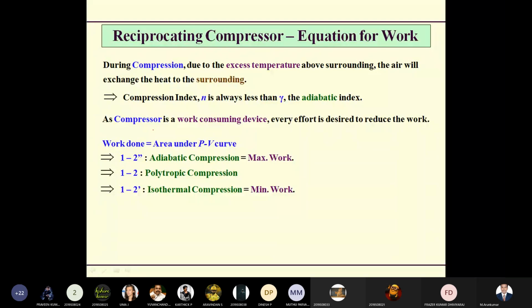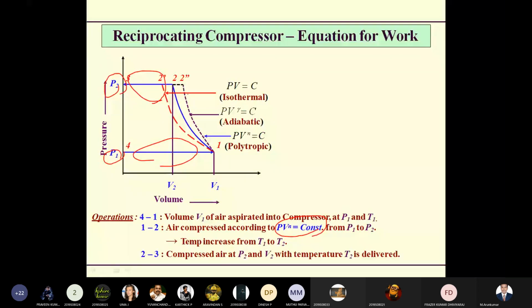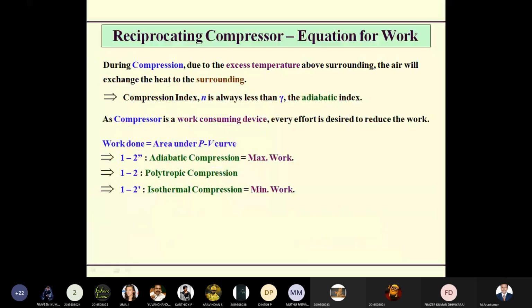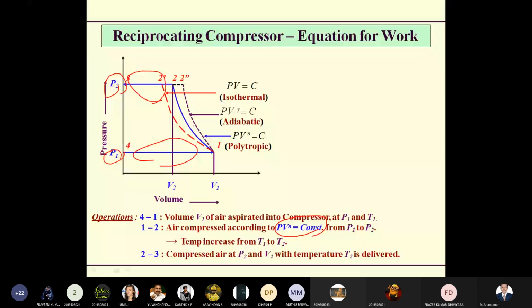As the compressor is a work consuming device, every effort is made to reduce the work. In the process 1 to 2 double dash, the adiabatic compression is shown by this dashed line. Adiabatic compression gives the maximum work. Then process 1 to 2 is polytropic compression. Then process 1 to 2 dash, that is isothermal compression, will give you the minimum work. The red line is the isothermal.